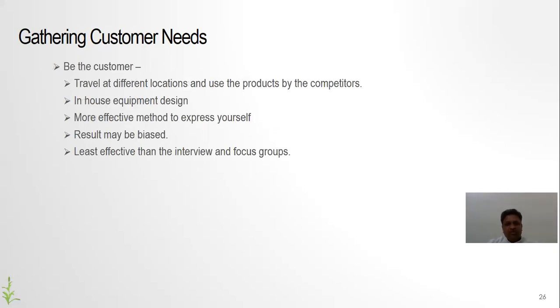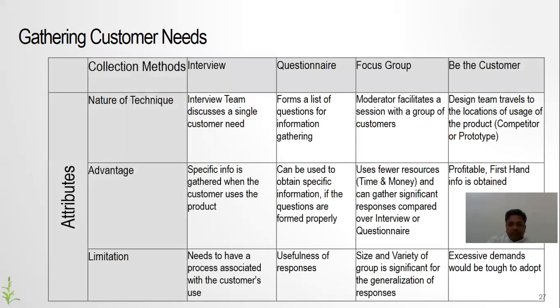Be the customer. With this option, you have to think in his mindset. Travel to different locations and use the products of the competitors. In-house equipment design is a more effective method to express yourself. The result may be biased, and it is less effective than an interview or a focus group.